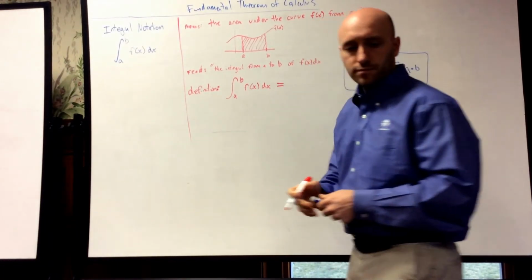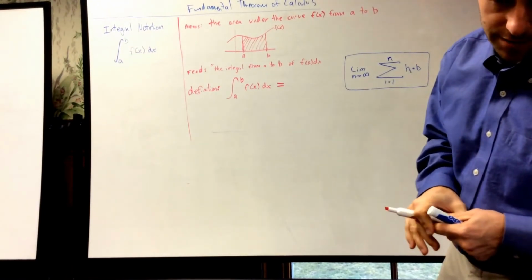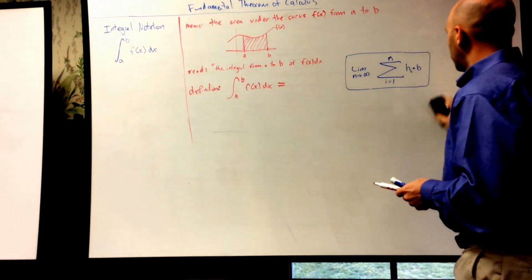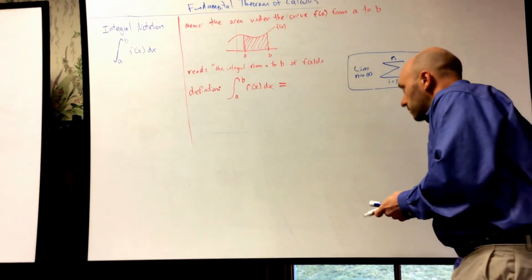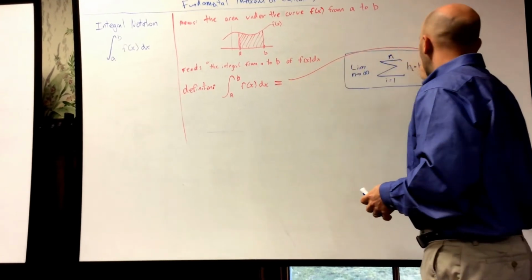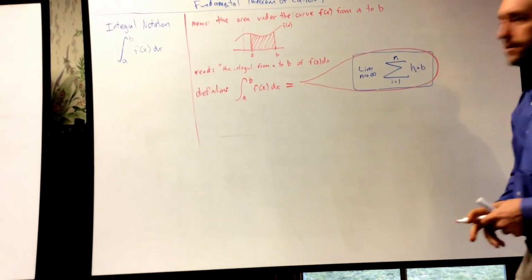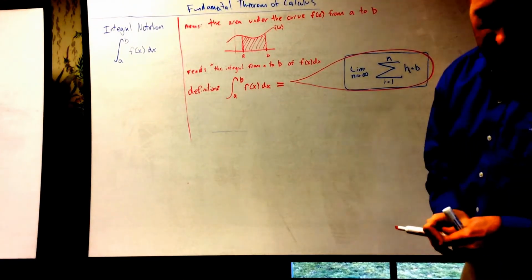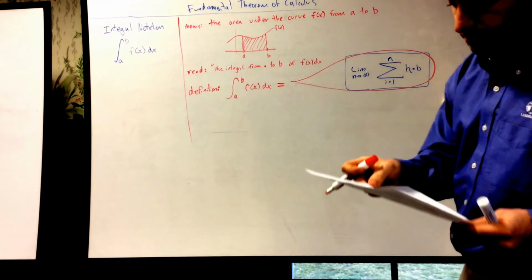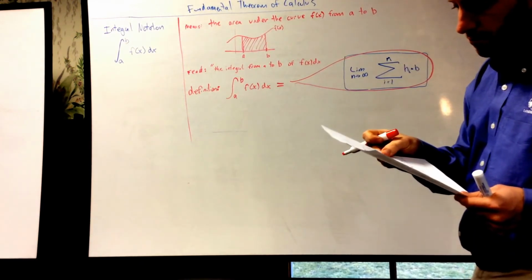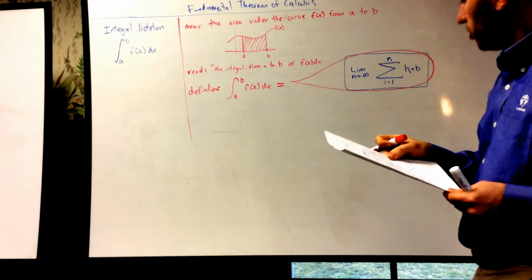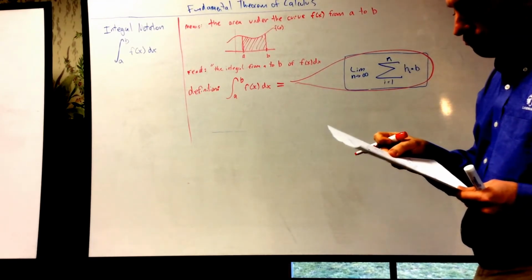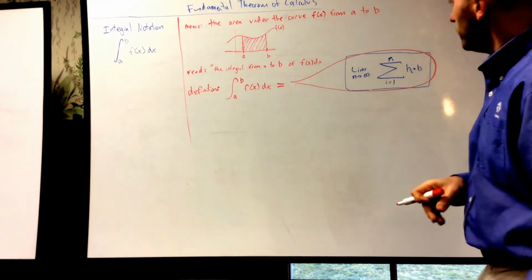defined as, do I want to change my notation at all? I don't know. That. The limit as n goes to infinity of each base times each height. Yes, and we'll leave it like that.